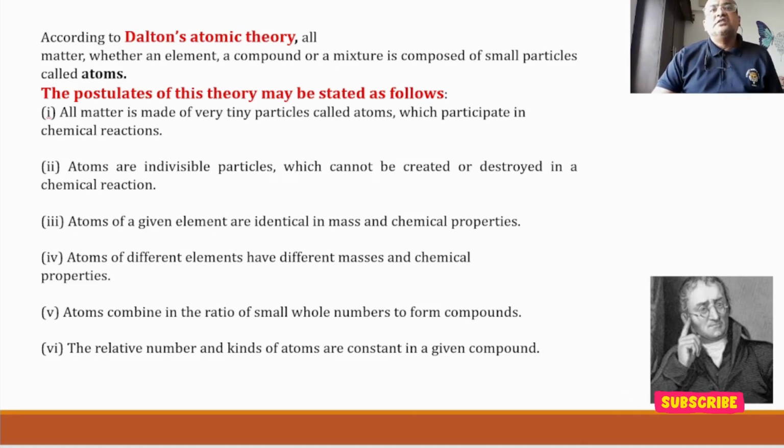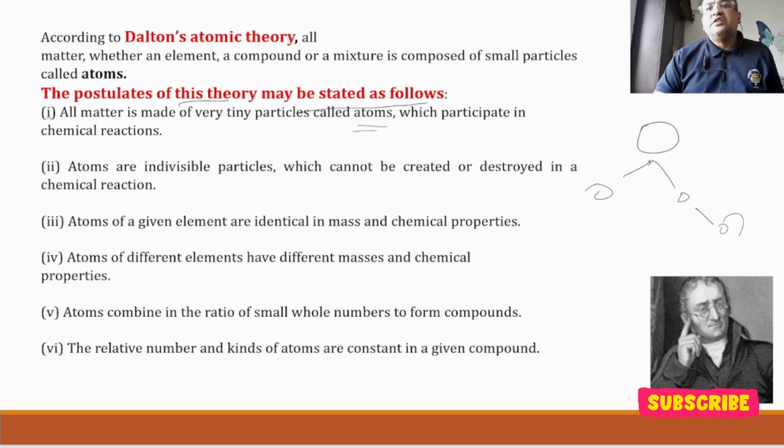According to Dalton's atomic theory, all matter, whether an element, a compound, or a mixture, is composed of small particles called atoms. The postulates of this theory are stated as follows. All matter is made up of very tiny particles called atoms. So if we take matter and go on dividing, we get smaller particles, and the smallest particle is the atom.